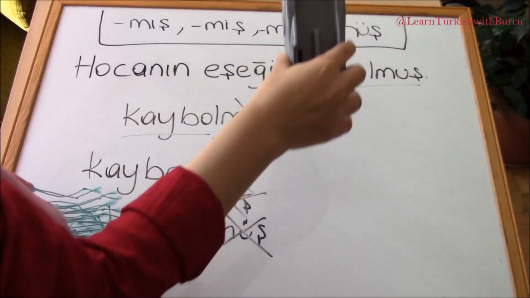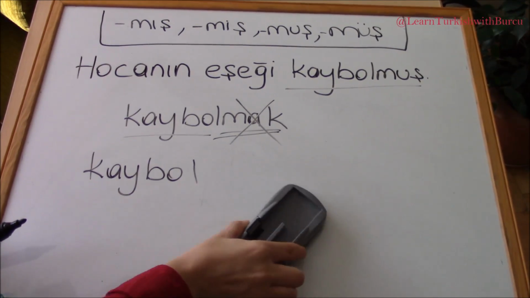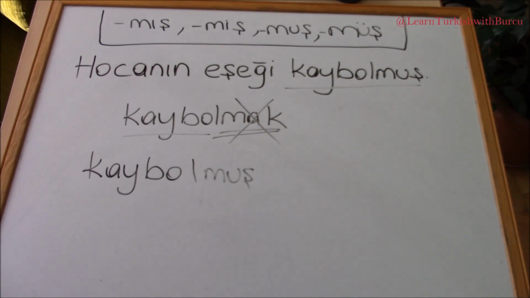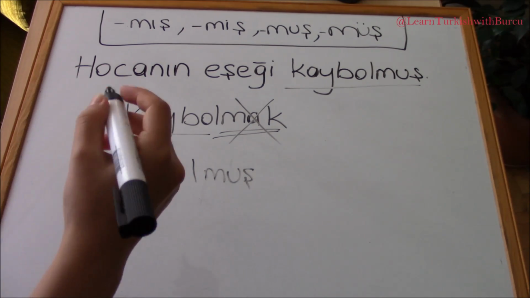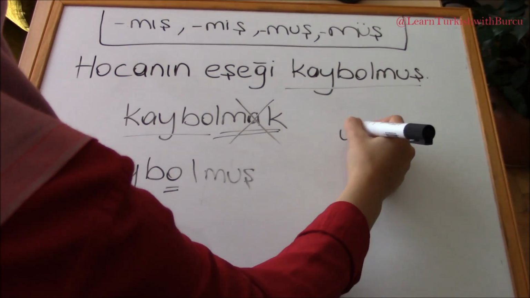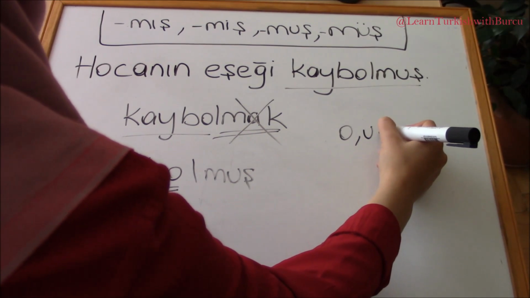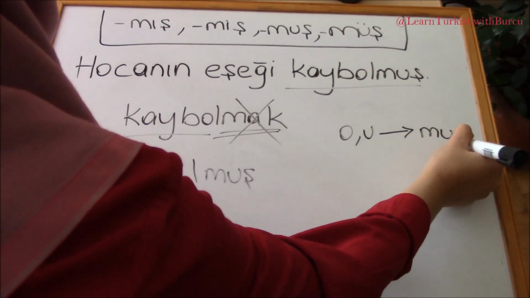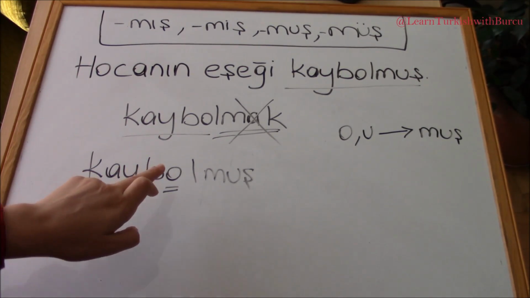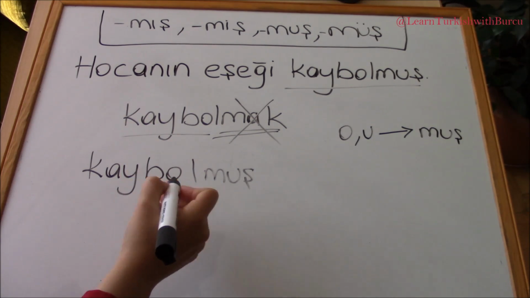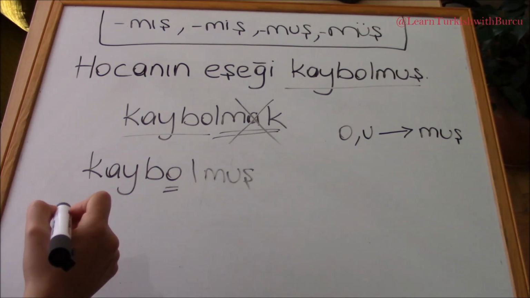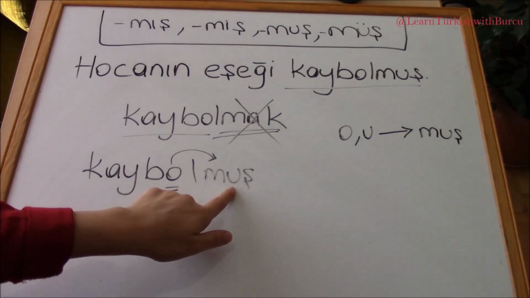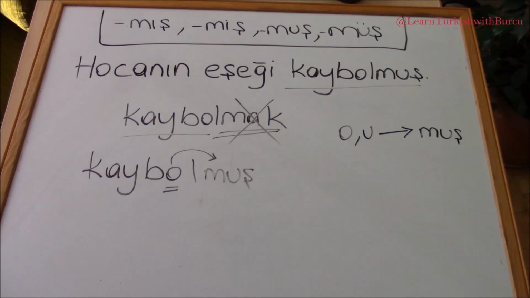So you're going to use kaybolmuş. So basically the rule is after o or u, you're going to use muş. You are going to look at the last vowel of the stem of the verb. It is o here. So after o, we can use muş, o and u. Okay?